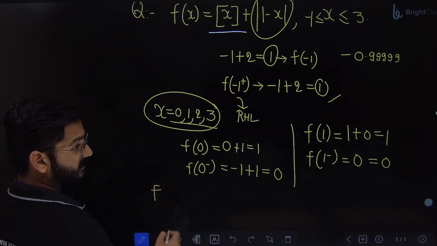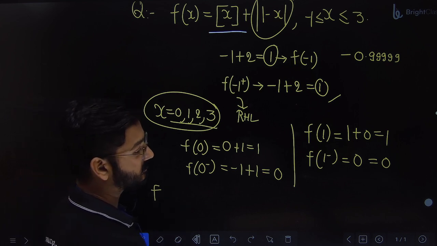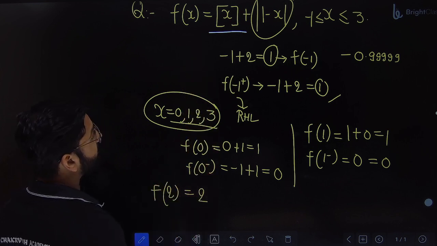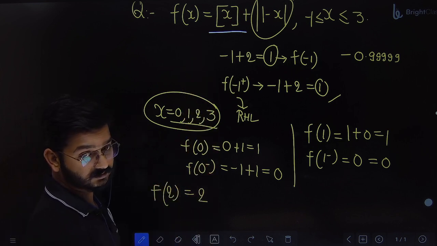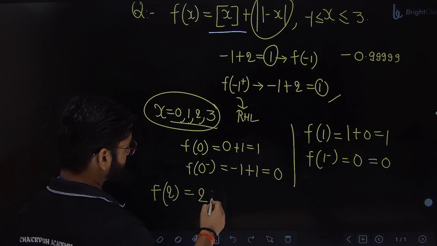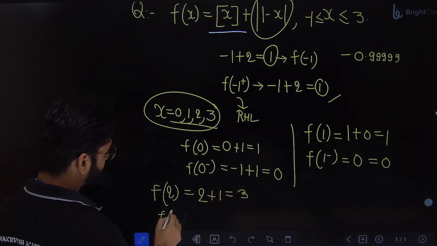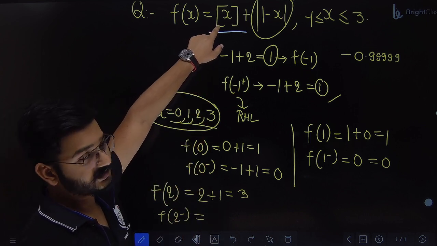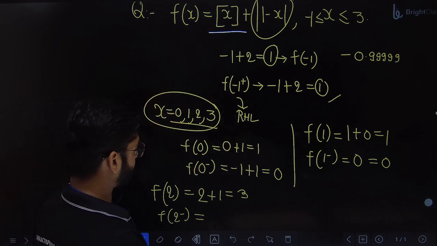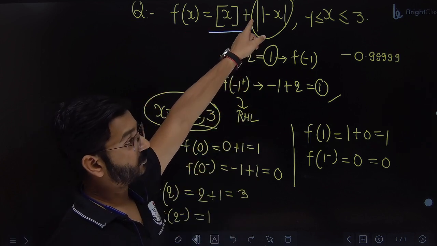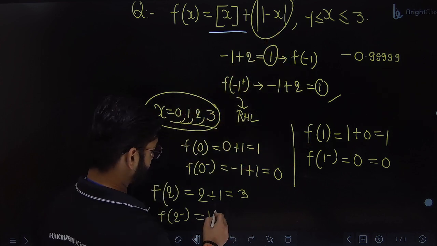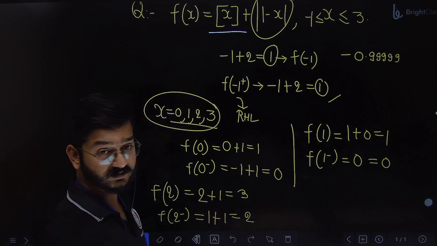Now check at 2. Greatest integer of 2 is 2. 1 minus 2 is minus 1. Mod of minus 1 plus 1 is 3. Find f of 2 minus. If you find f of 2 minus, what is the greatest integer for 2 minus? 1. Then 1 minus 2 is minus 1. What is the mod of minus 1 plus 1? 2. Is it continuous? No.